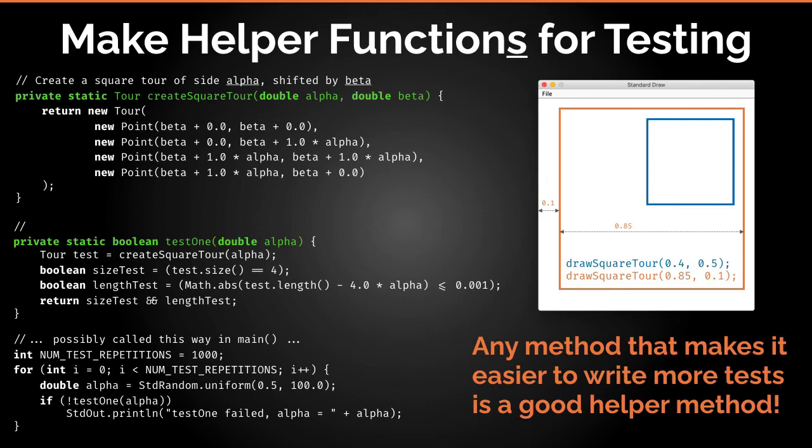And then the length test depends on the parameters that I've given. So since it's a square, it's going to be 4 times the side of the square. And since I can't do an equal comparisons with floats, I just compare the length with what I think it should be, and I make sure that it's smaller than some sort of epsilon threshold.